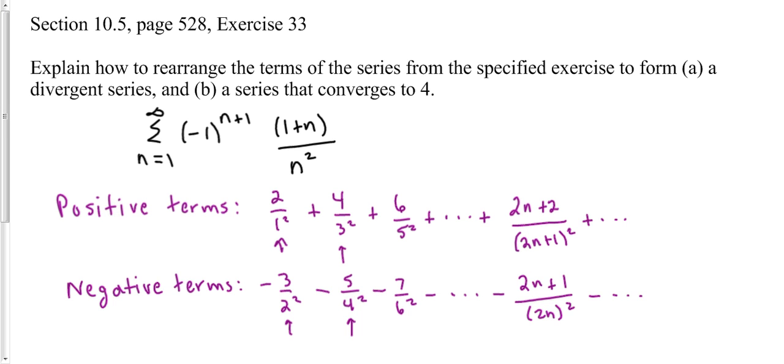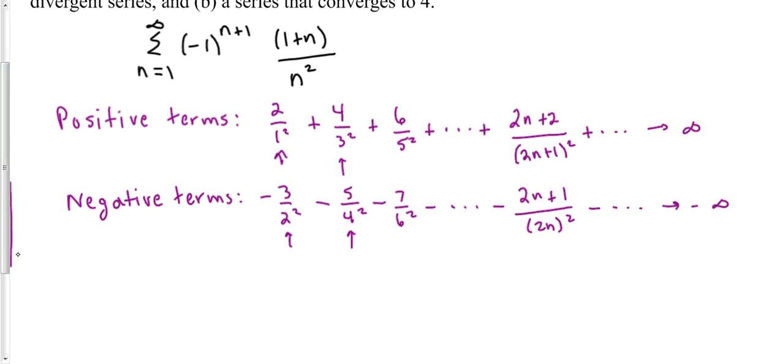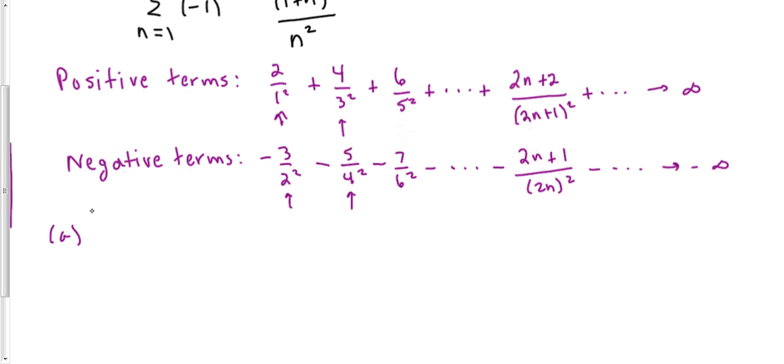Now on their own, both of these series diverge. The positive terms go to positive infinity and the negative terms go to negative infinity. But we are supposed to look at a combination of them. And for part A, we're supposed to find a divergent series. So for instance, we could add up a bunch of positive terms until the partial sum was greater than 2.